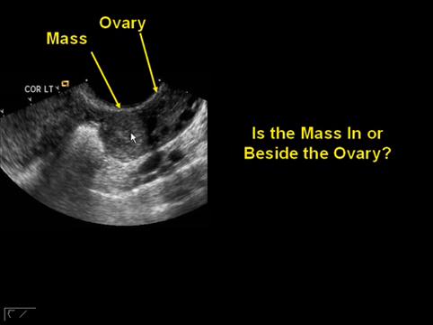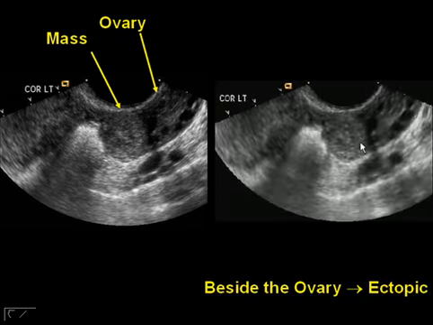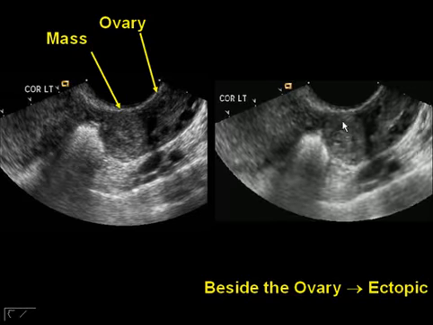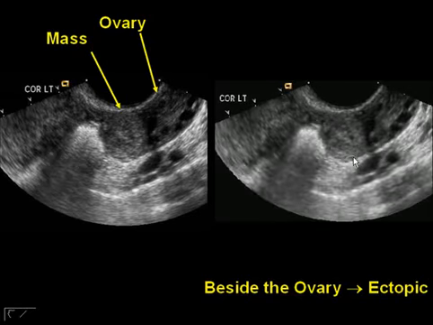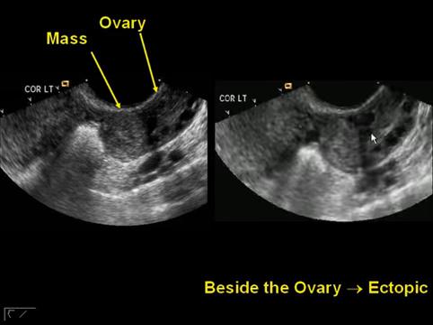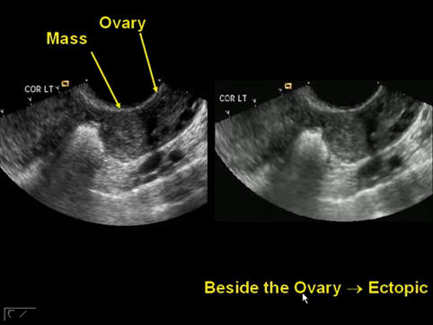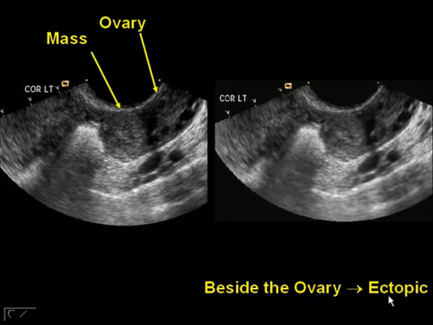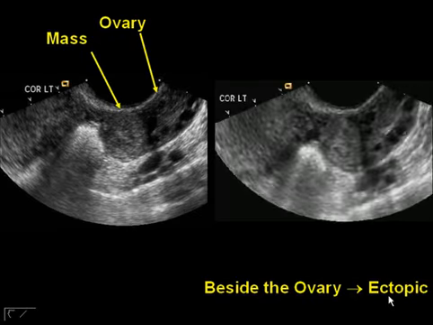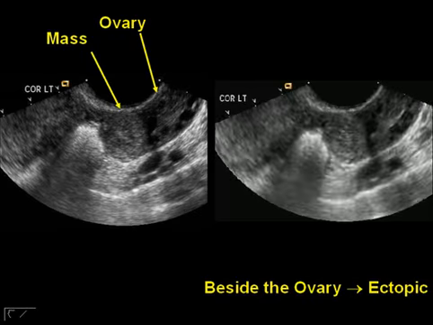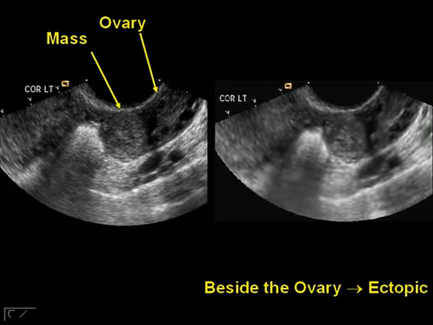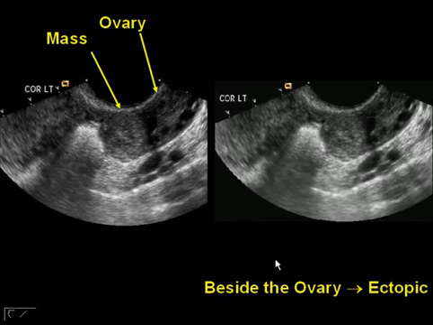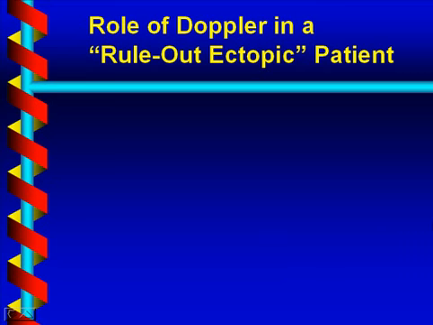Well, we have the probe in our hand, we can push, and we can see if these move together or separately. And watch what happens. When we push, you can see these move somewhat separately. The mass is sliding along the edge of the ovary, not moving with it, so it's beside the ovary, and we say 95% chance of ectopic pregnancy. So using this maneuver helps us in many cases distinguishing between a mass that's beside the ovary or a mass that's inside the ovary.